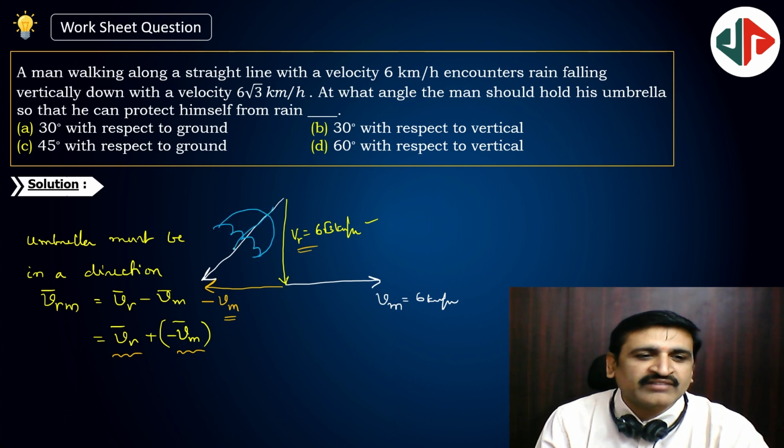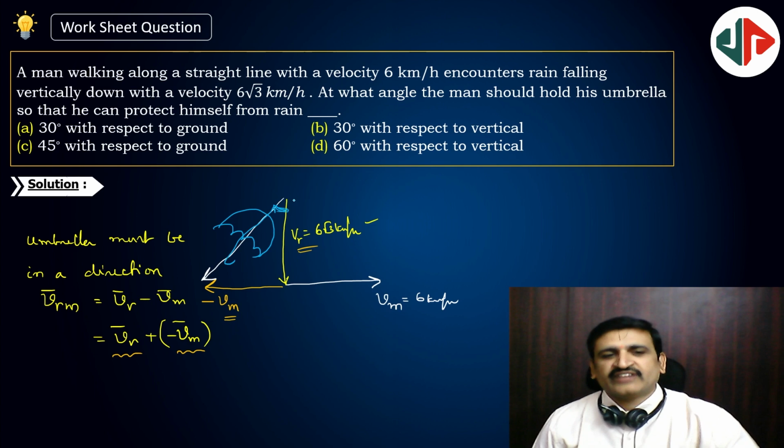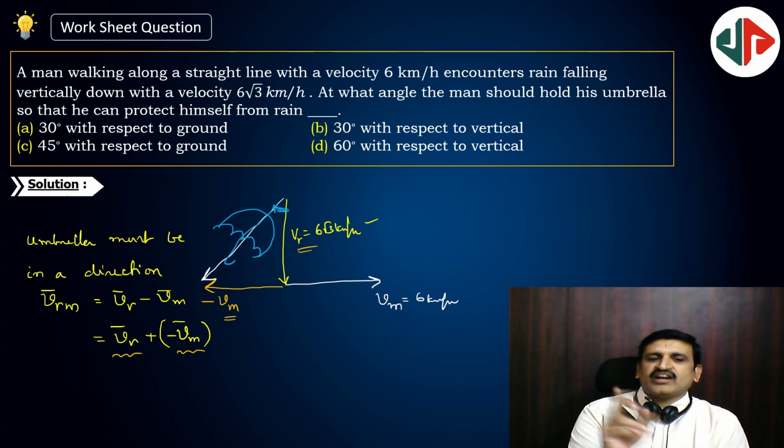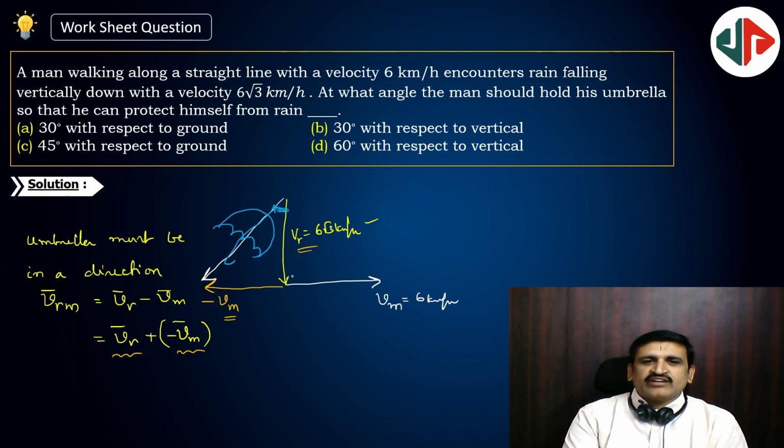So the umbrella will be like this, and this is the direction of the umbrella, right? The addition vector of VR and VM, of course minus VM, these two we are going to add. He is asking for the angle. Let me read: at what angle should the man hold the umbrella so that he can protect himself? This angle he wants. So I'm taking tan theta is equal to opposite by adjacent.